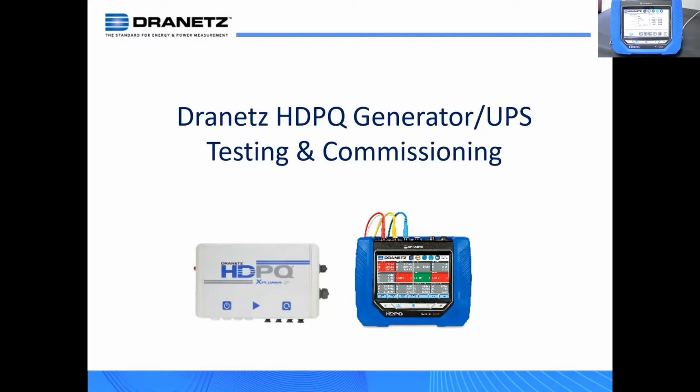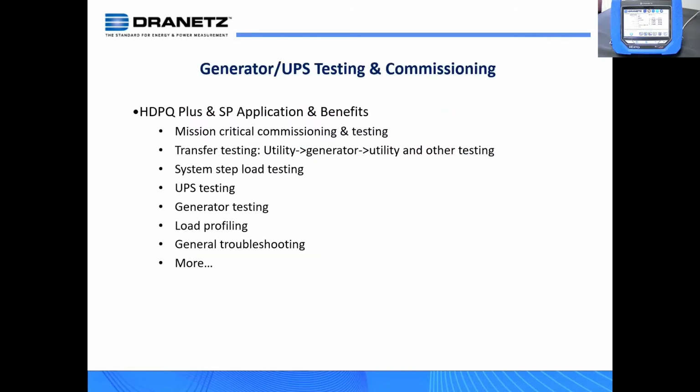Okay, so these instruments have a lot of capabilities, a lot of features. They have a lot of benefits, and we're going to break them out. And for this, we're going to talk about the benefit of generator UPS testing and just mission critical commissioning. They have a lot in common. So we're going to focus on that today. So what types of applications fall under this kind of umbrella of capabilities?